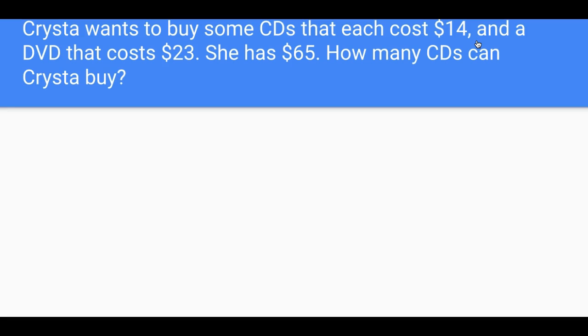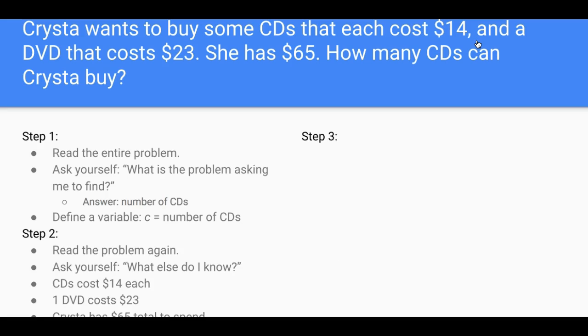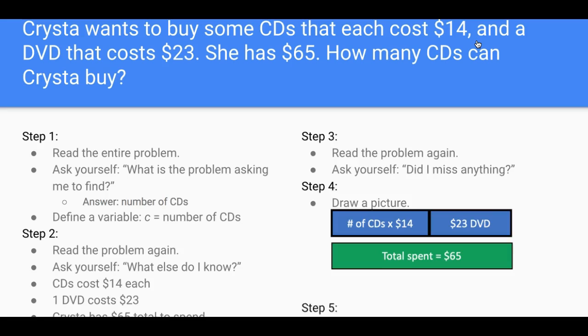I want you guys to take a second, and I want you guys to try to write an equation for this. Take a second. All right. What does that look like?